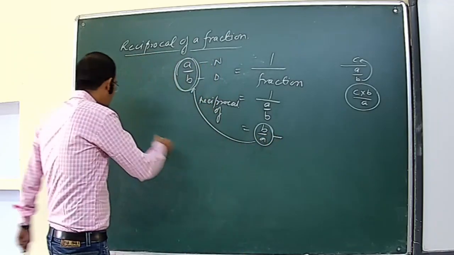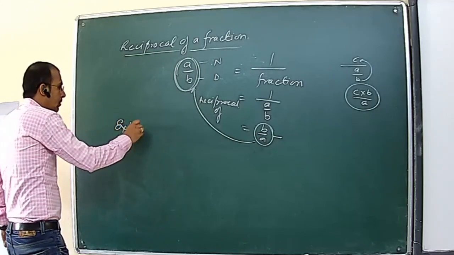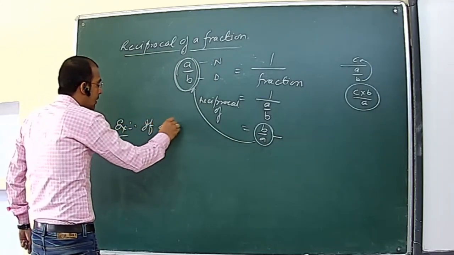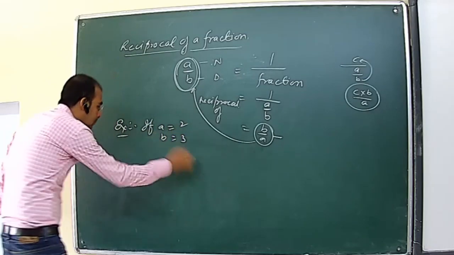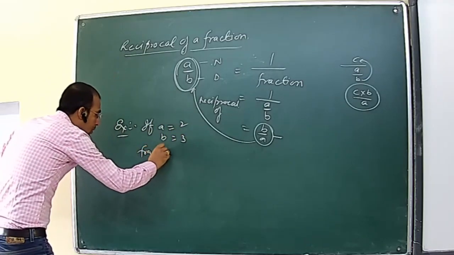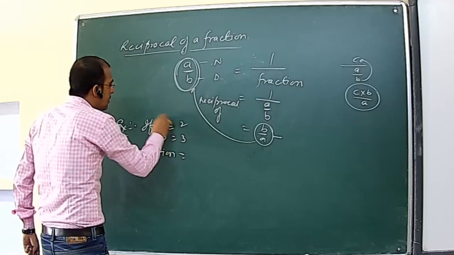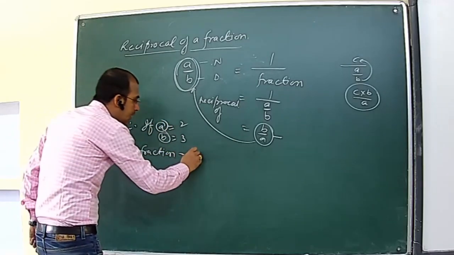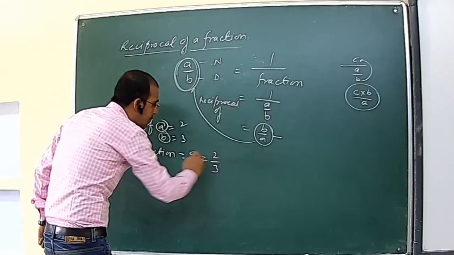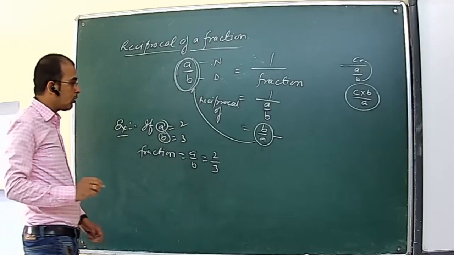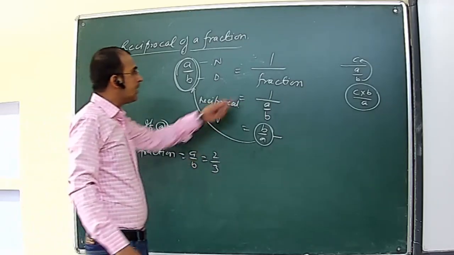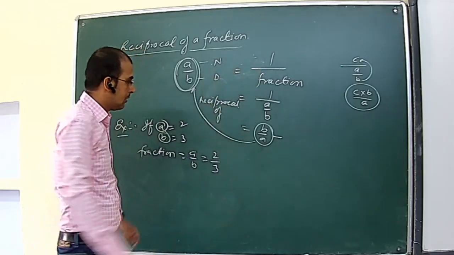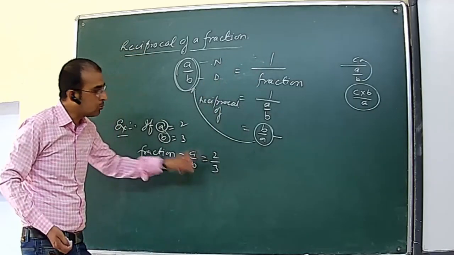For example, if A equals 2 and B equals 3, what will the fraction be? A is the numerator, B is the denominator, so we write A by B as 2 by 3. And what will be the reciprocal of A by B? We know we write it in the form of 1 by the fraction. Then what is your fraction? Your fraction is 2 by 3.